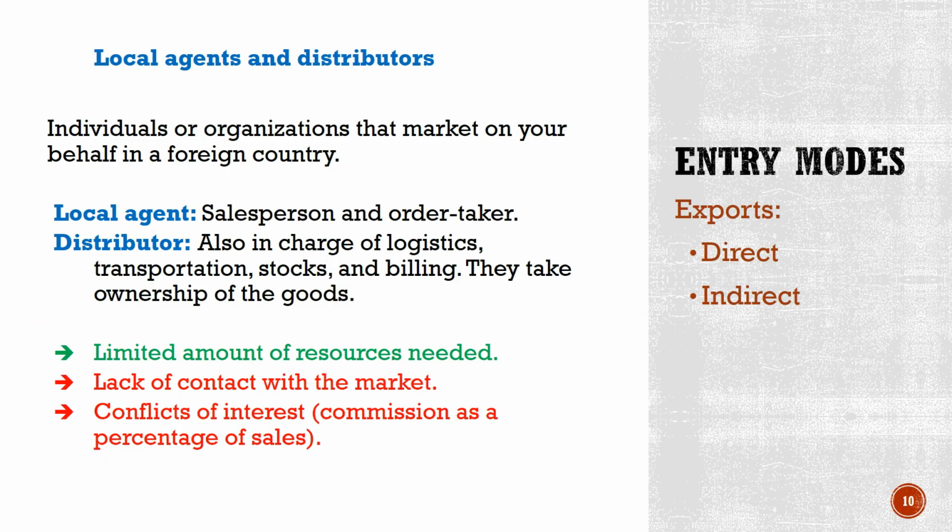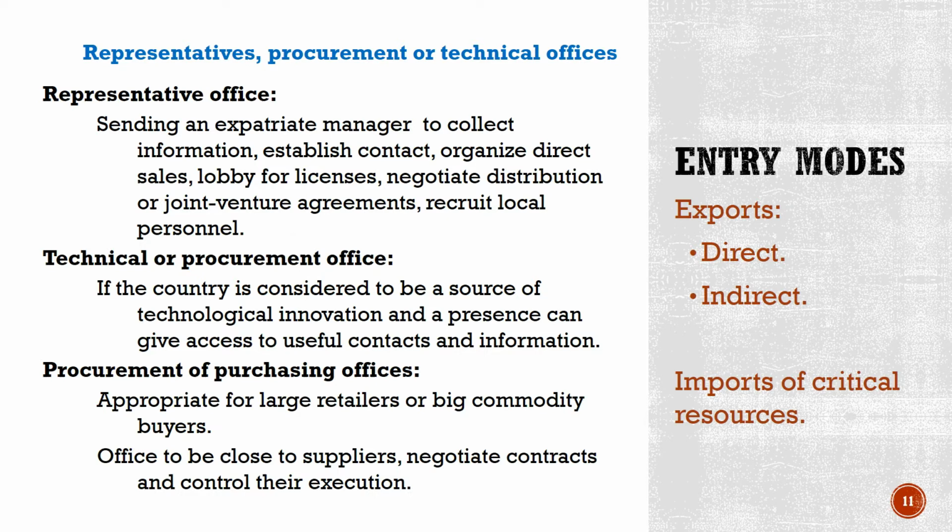The following slides include definitions of the different entry modes. Exports can be direct or indirect. Usually, companies export with the help of local agents or distributors who commercialize the company's products in a foreign country on behalf of the company. In green, you will see the advantages of the entry mode. In red, the disadvantages. Companies can send representatives to the foreign country in order to collect information, organize sales, or negotiate contracts. This could be either for selling or purchasing.